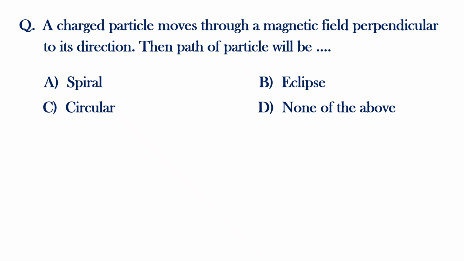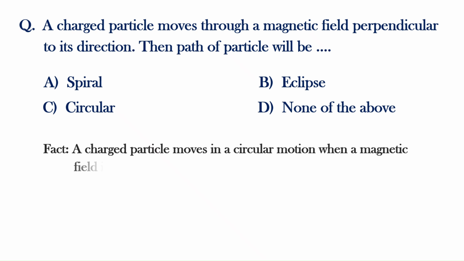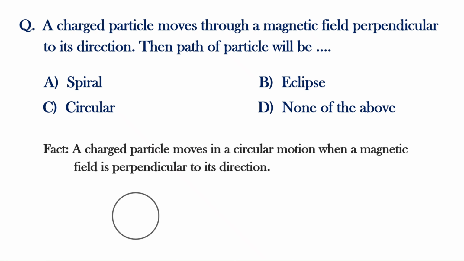You've probably heard this fact. A charged particle moves in a circular motion when a magnetic field is perpendicular to its direction. But why does it create a perfect circle? Why not just a slight bend or a spiral?